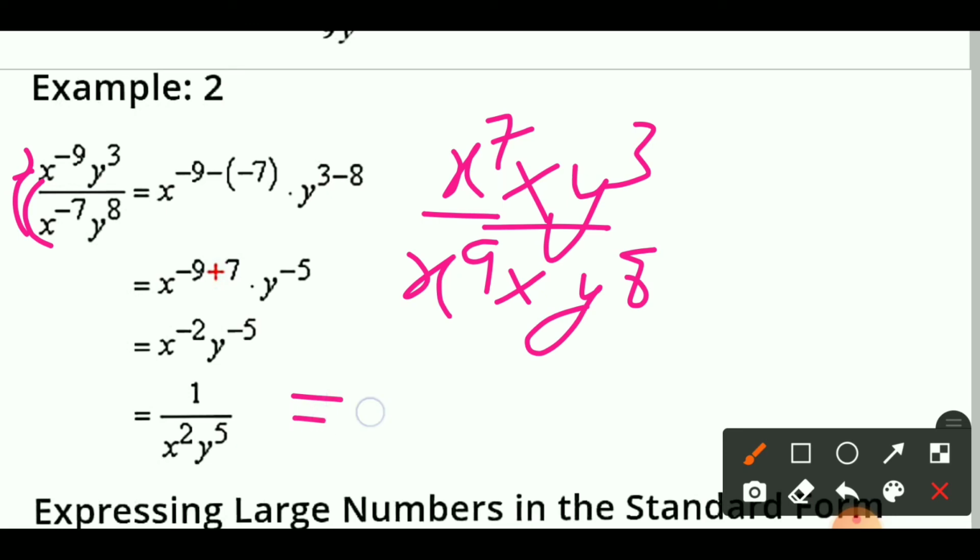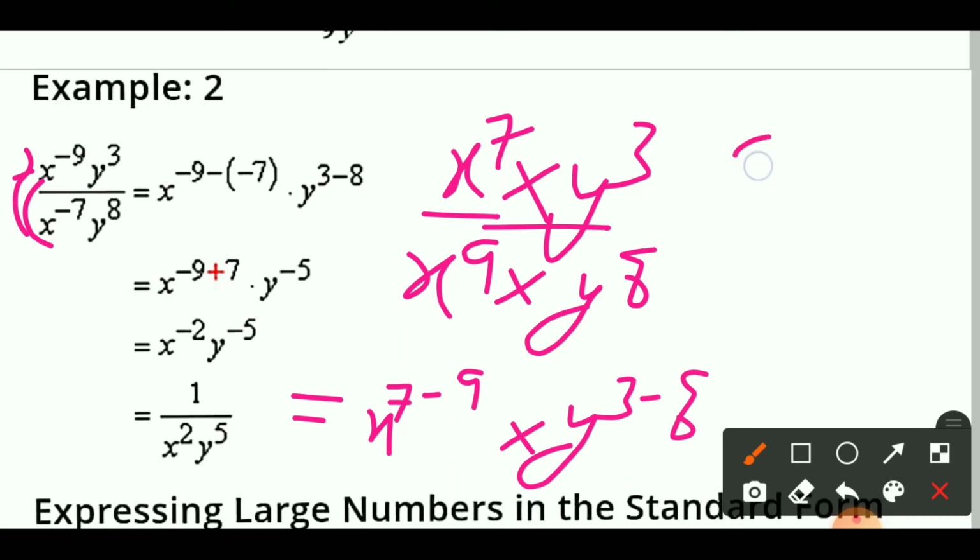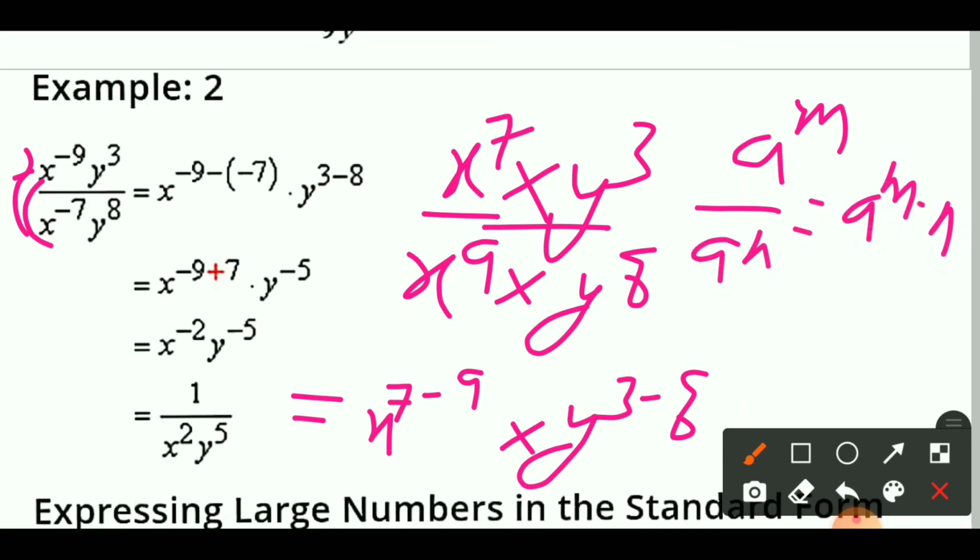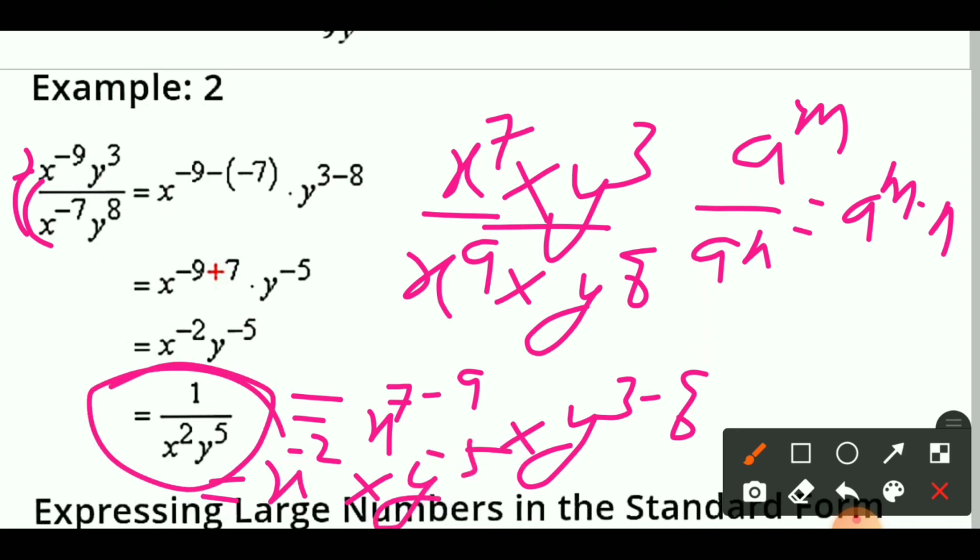Simple. Subtract 7 minus 9. And here 3 minus 8. By which rule? Division rule. Yes. a upon m, a upon n, a to the m minus n. This law you have to learn. Okay. Then what you will get here? X raised to power minus 2. And here y raised to power minus 5. That's why the answer is in the denominator, to make them positive.